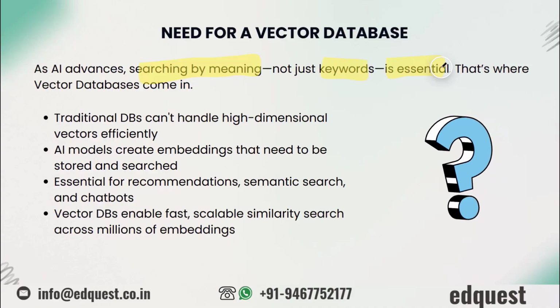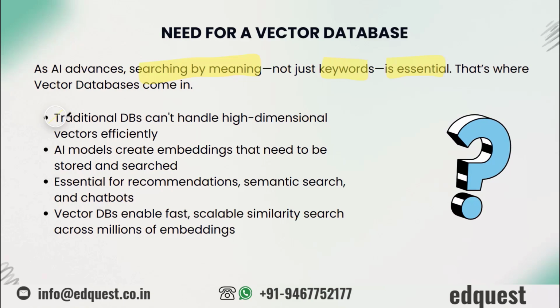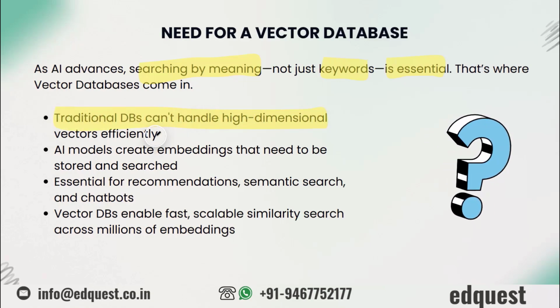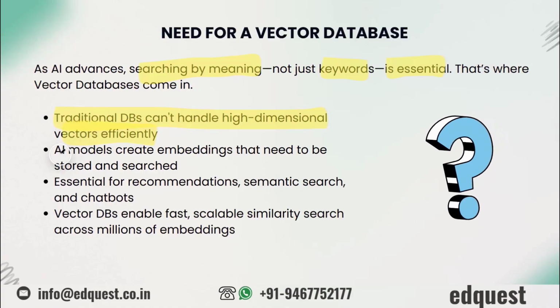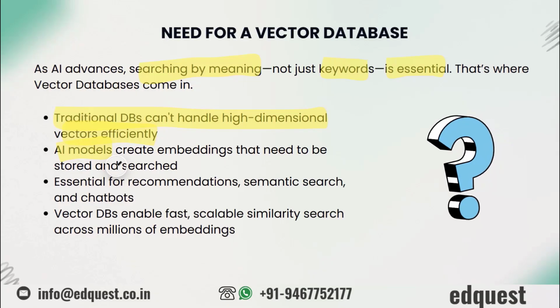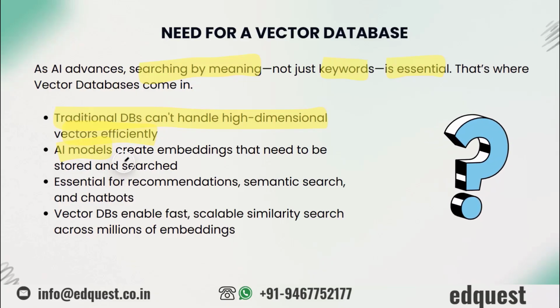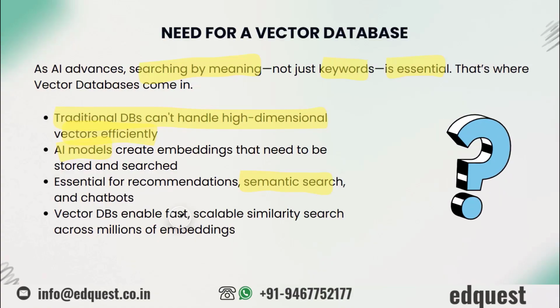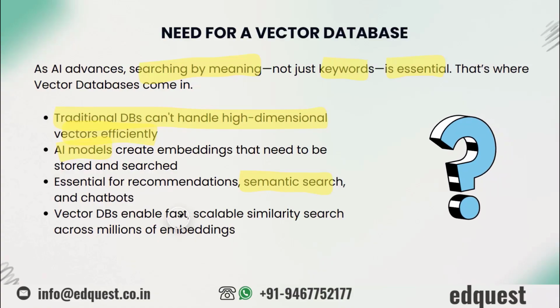Here is the challenge. Traditional databases just aren't built to handle embeddings, which are high dimensional vectors. AI models like those used in chatbots, recommendation engines, or even semantic search generate vectors that capture the meaning of text, image, or any other data. And once we have those vectors, we need a system that can store them, search through them, and compare them quickly and at scale. This is exactly where vector databases come into play.